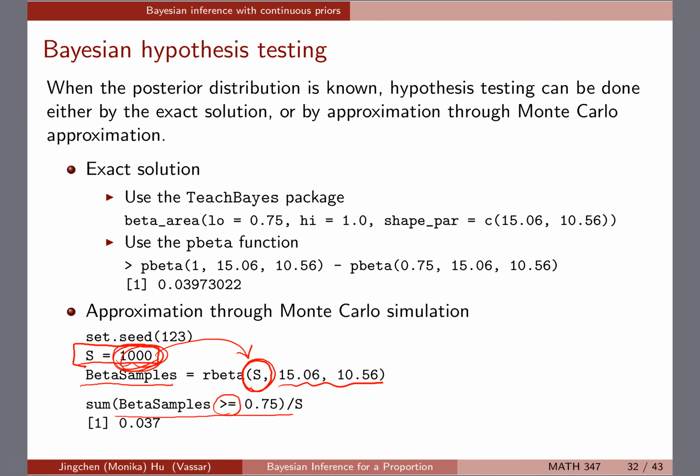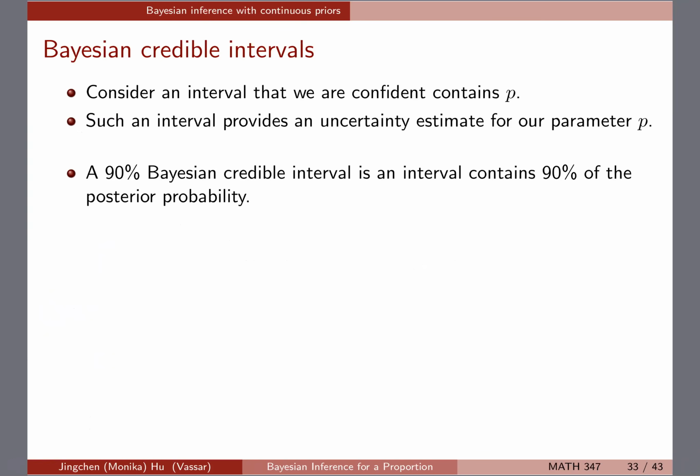So as you can see, if you know exactly what the posterior distribution is, you're able to either use the exact solution or use approximation through MC simulation to conduct a hypothesis test. The goal is to summarize the posterior, whichever you prefer. That's up to you. So that's some addition from what we did last time, and that's just for Bayesian hypothesis testing. And last time I also talked a little bit about Bayesian credible intervals. I think that's roughly where we stopped.